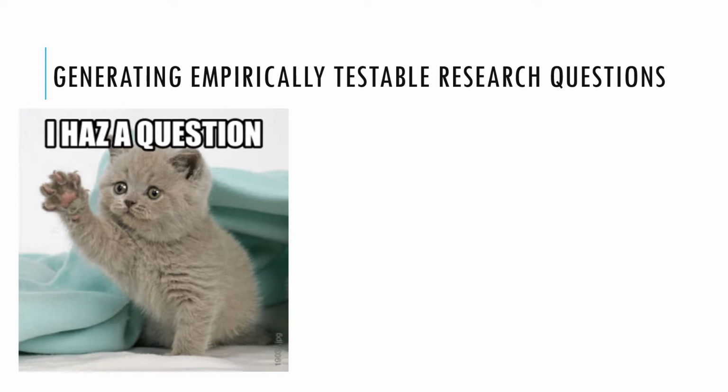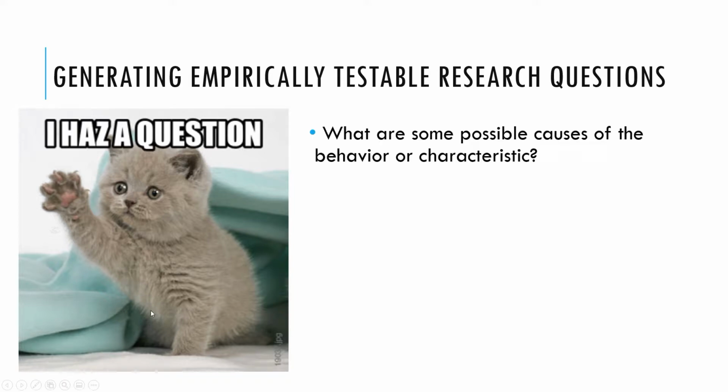If scientific research has already answered the question of how frequent or intense the behavior or characteristic is, then you should consider turning it into a question about a relationship between that behavior or characteristic and some other variable. One way to do this is to ask yourself the following series of more general questions and write down all the answers you can think of. What are some possible causes of the behavior or characteristic?